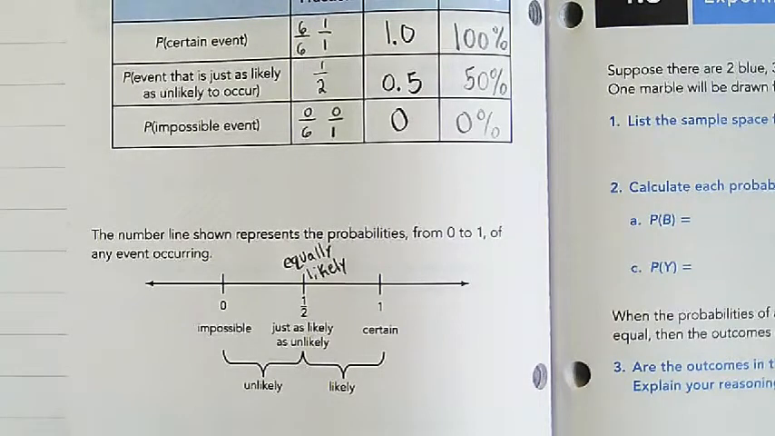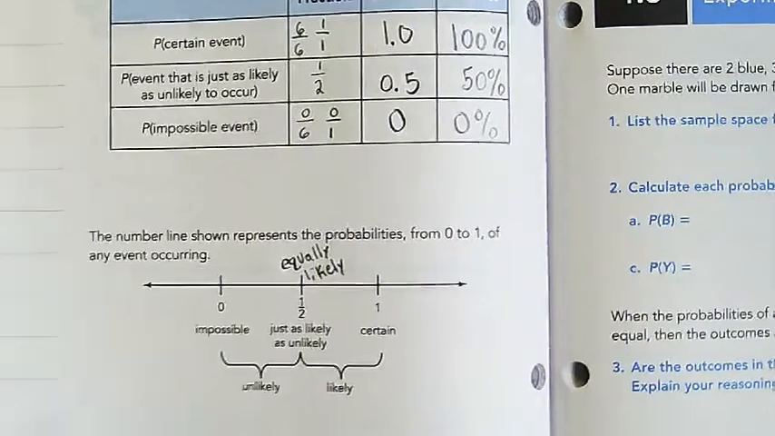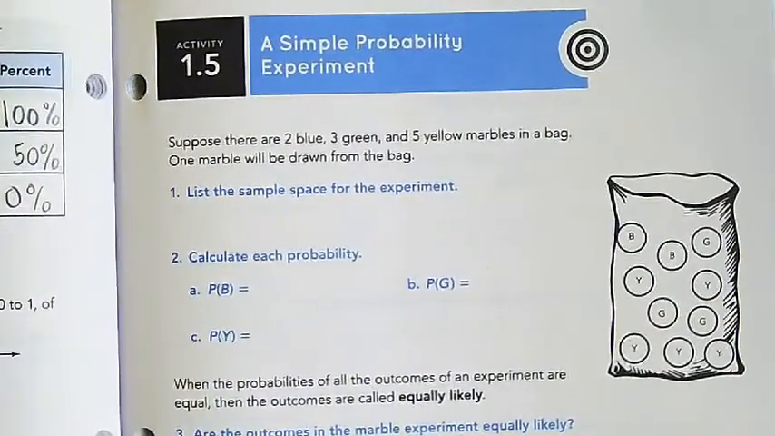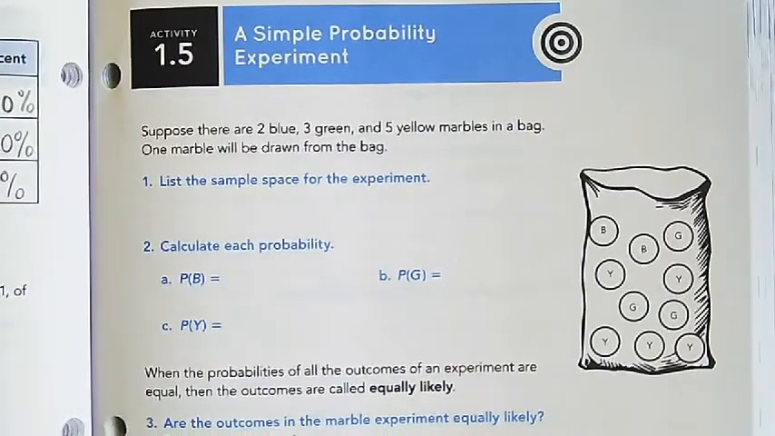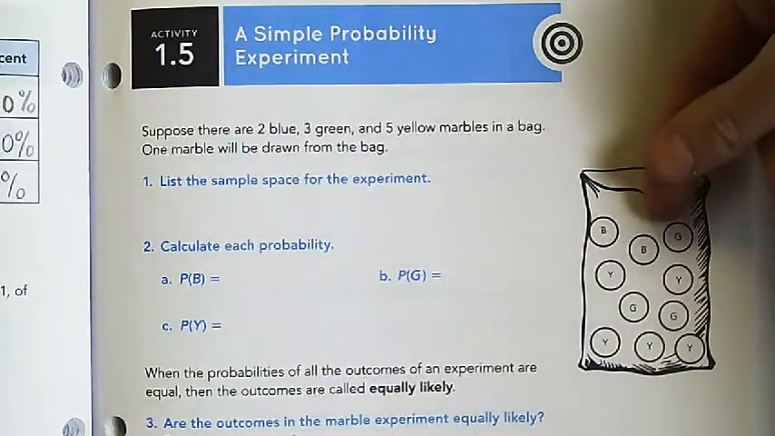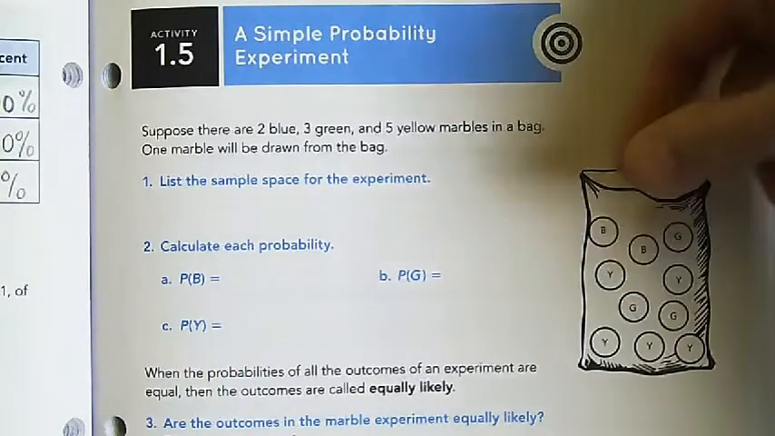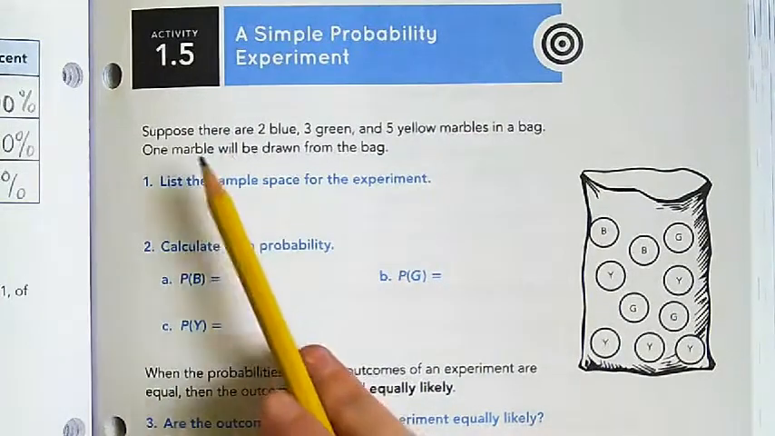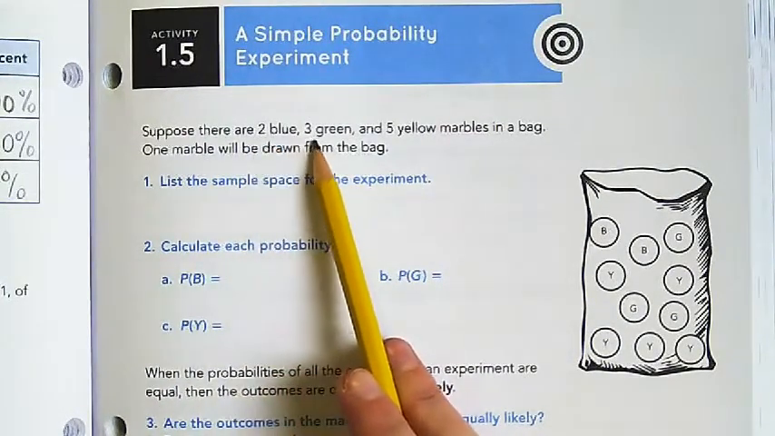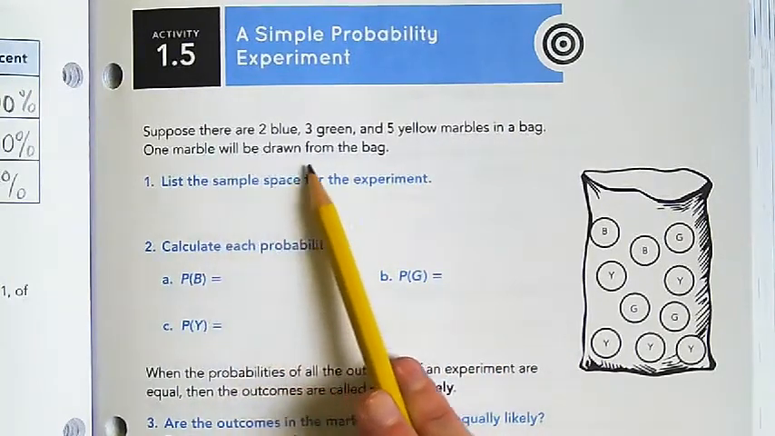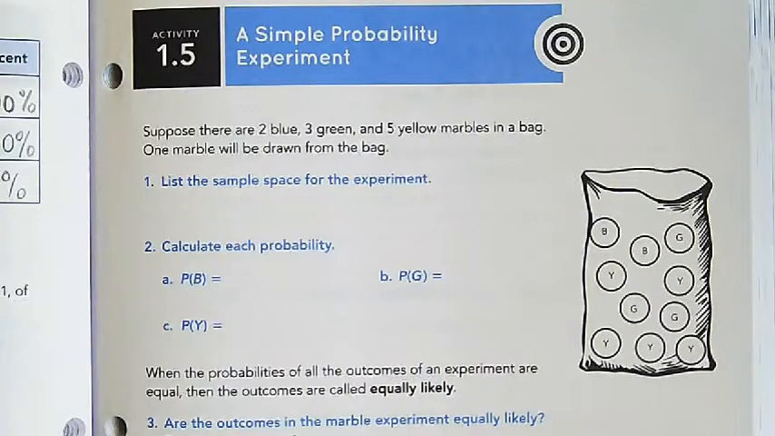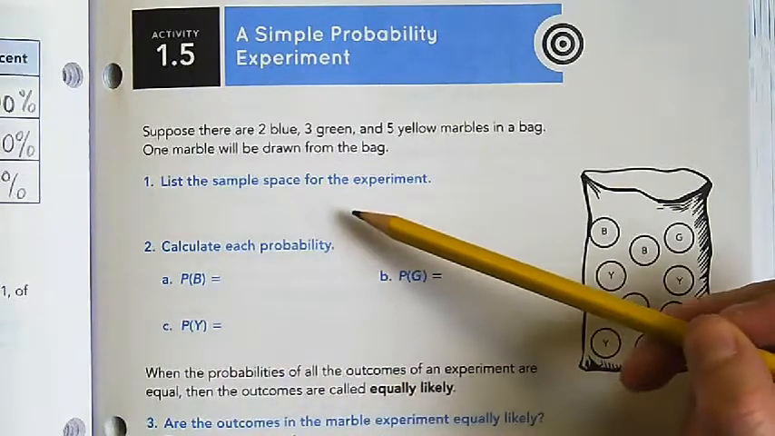So far we've talked about probability on a number cube. We talked about probability on a spinner. In activity 1.5, a simple probability experiment, you're going to be finding the probability of reaching into this bag of marbles and pulling out a marble. Suppose there are 2 blue, 3 green, and 5 yellow marbles in a bag. 1 marble will be drawn from the bag. You go ahead and do number 1 and number 2.